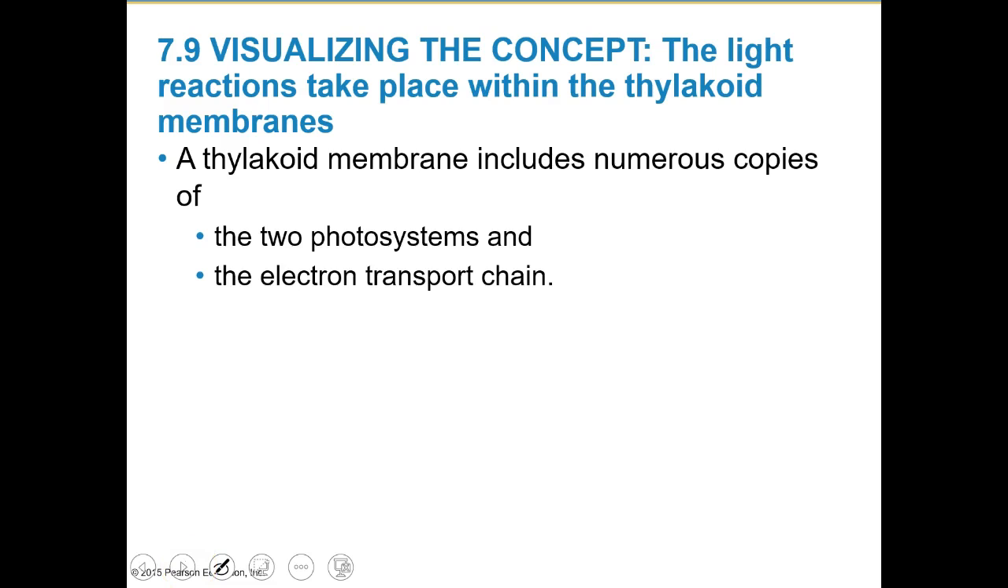So the thylakoid membrane includes numerous copies of two photosystems and an electron transport chain. These are all along the thylakoid membrane. So the whole thing we're going to look at is in the membrane.